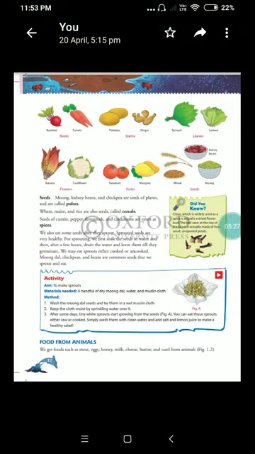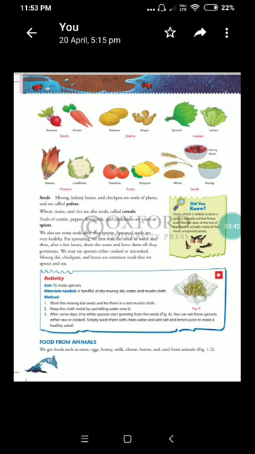So let's take first one, roots. We eat roots of plants such as carrot, turnip, sweet potato, radish. It means roots of different plants are used as food, right?